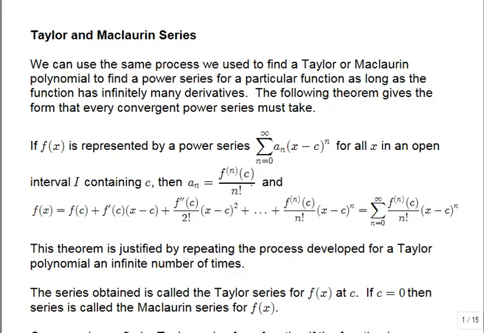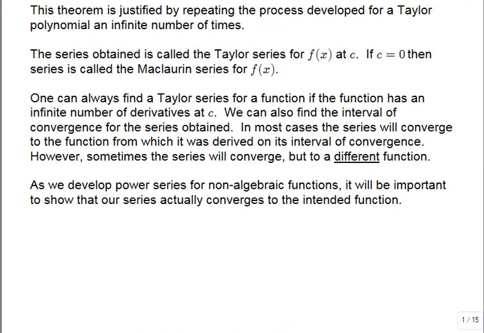This is your basic Taylor polynomial. If we continue this up to infinity, then this gives us an infinite Taylor polynomial called a Taylor series. And this theorem is justified by basically repeating the process developed for a Taylor polynomial using an infinite number of terms. Now, the series obtained is called the Taylor series of the function f at c. If c is 0, then this is called a Maclaurin series for the function f of x.